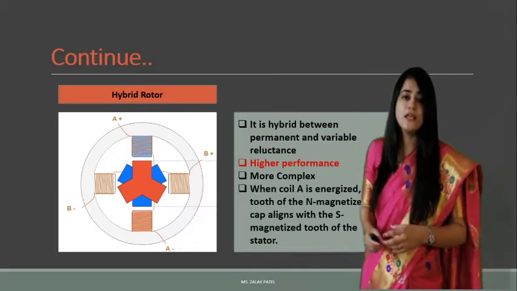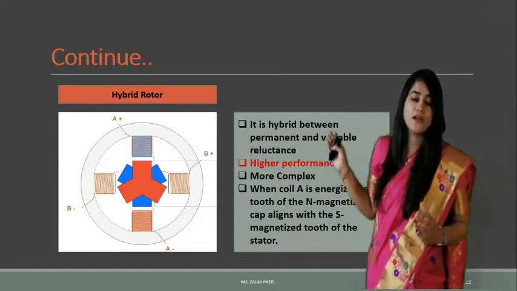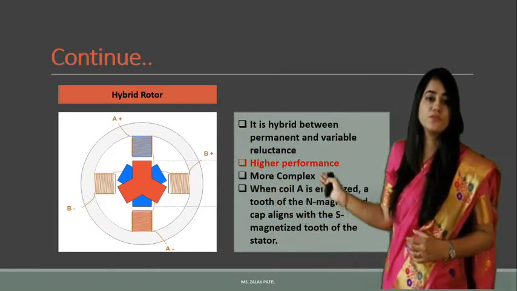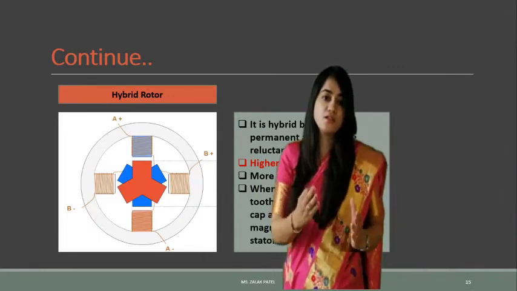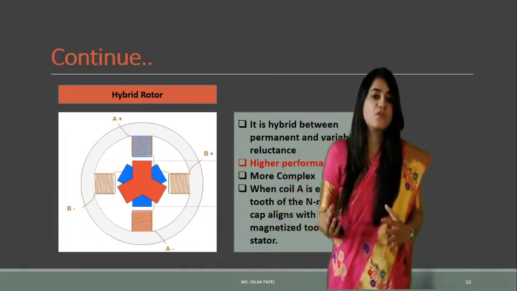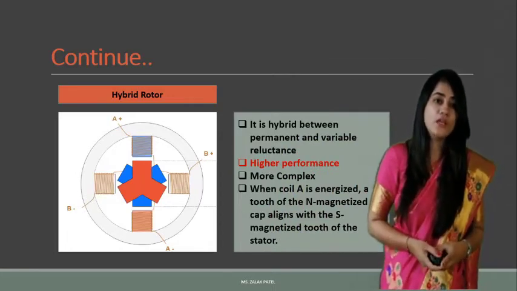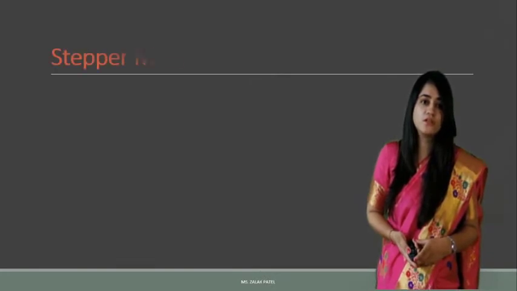Here you can see coil A and B, that is shown in the figure. When coil A is energized, the tooth of coil B, the magnetic field is generated and the stator will move around the rotor. So this is about the hybrid rotor.